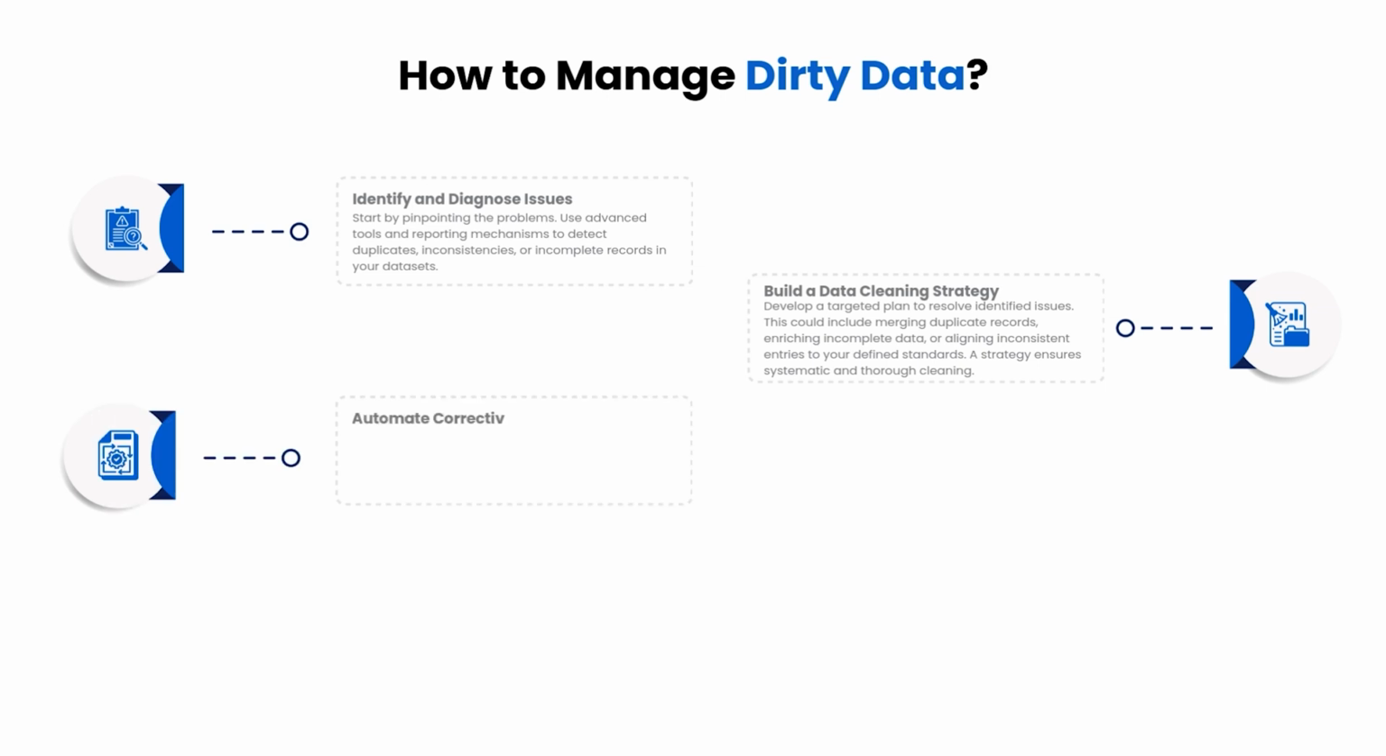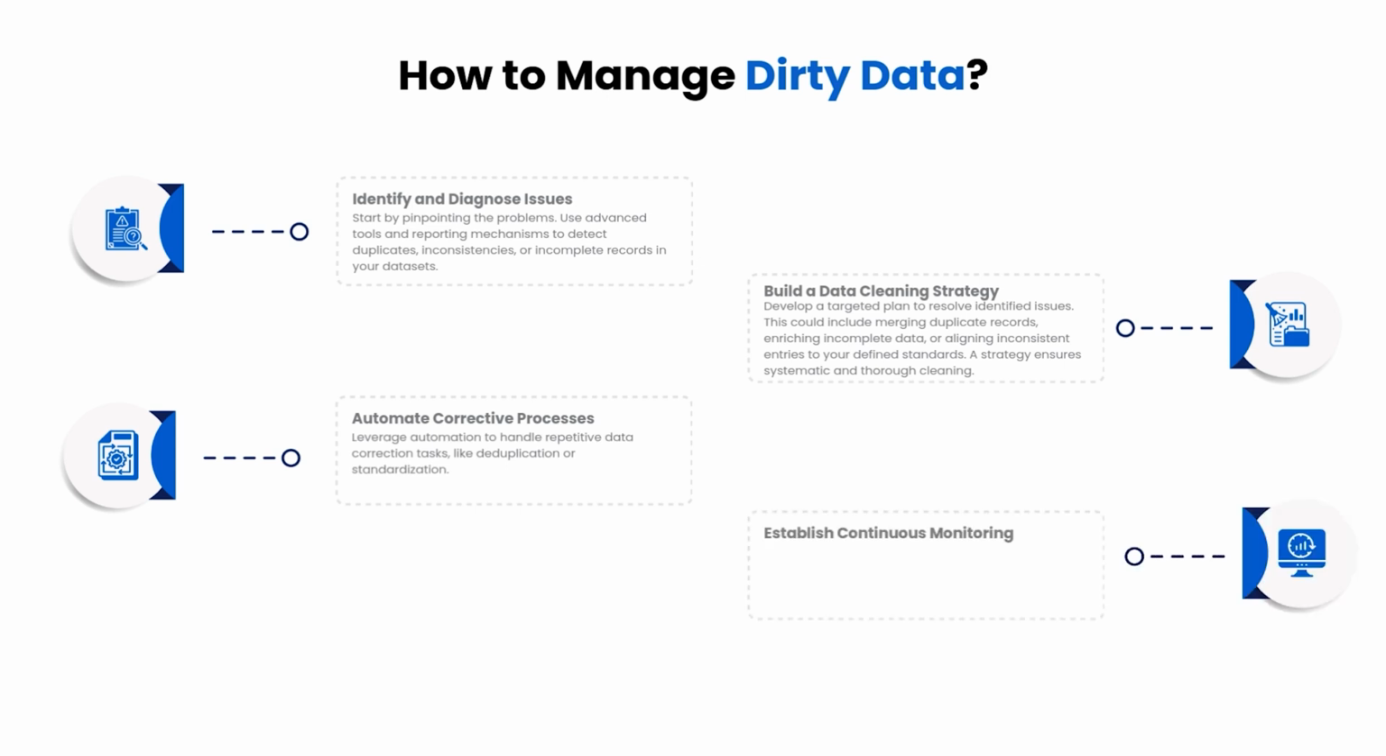Automate corrective processes. Leverage automation tools like WinPure to handle repetitive data correction tasks like deduplication or standardization. Establish continuous monitoring. Set up automated monitoring systems to detect emerging issues in real time. Regular audits and validation checks ensure ongoing data quality and prevent small errors from escalating.